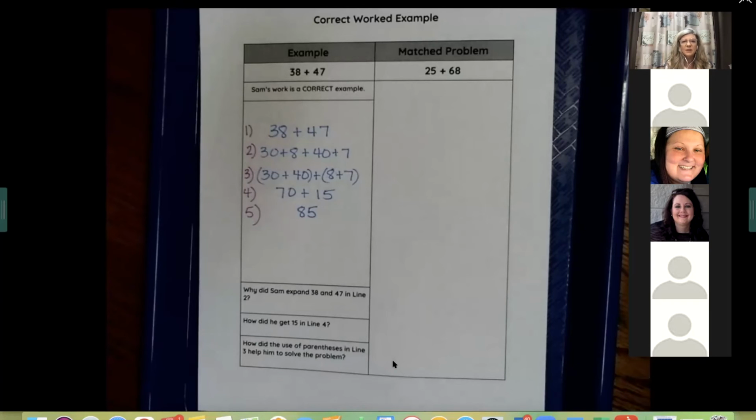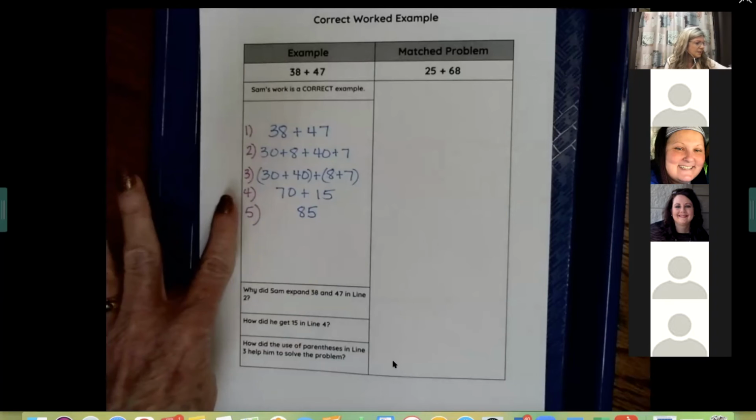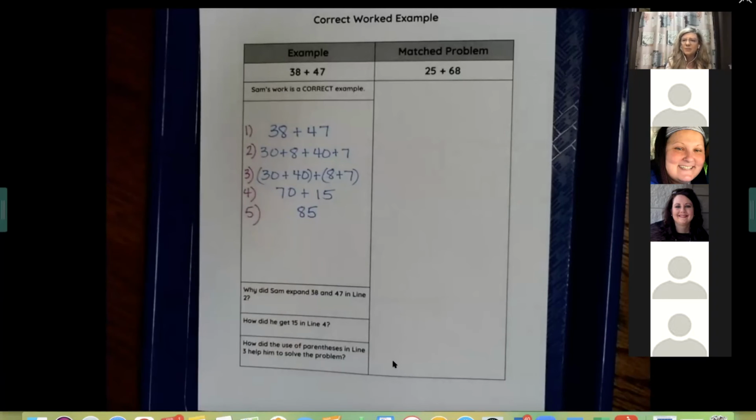If we're working on adding 38 and 47, we've already talked about expanded numbers. Therefore, we know how to expand 38 into 30 and 8, and we know how to expand 47 into 40 and 7. So we're just taking what we've learned and building upon it. That's some prior knowledge the kids would have. You also want the kids to notice that we've had some experience using parentheses, so we've talked about that with our kids prior to giving them a worked example that looks like this.